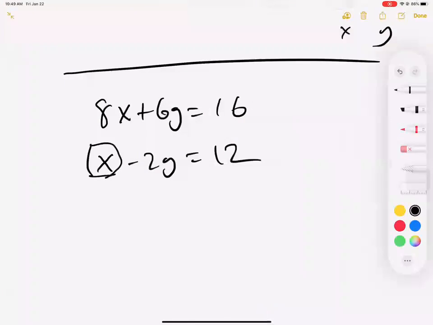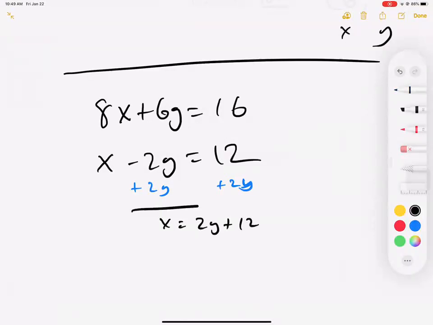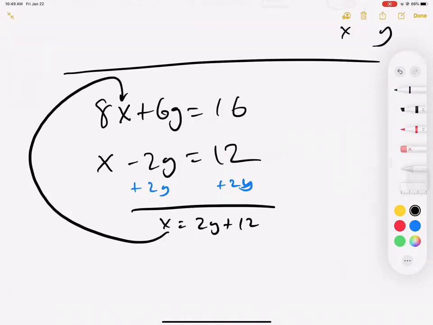See, x is not almost alone. So I'm going to actually work with that equation. I'm going to plus 2y to both sides. And we're going to say x is equal to, that's a y, sorry. x is equal to 2y plus 12. All right, we have our substitute variable. x is equal to 2y plus 12. And we're going to plug, substitute that into our first equation, because that's the ugly one.